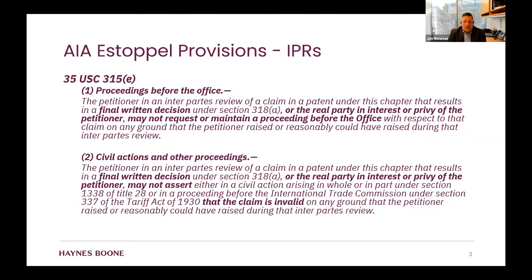And secondly, if the petitioner received a final written decision, that petitioner and its related entities may not maintain, i.e. continue, a previously filed proceeding. Sometimes you might have a situation where, let's say in January, a petitioner filed a petition, and then in June, the petitioner filed a second petition. Well, if the petitioner receives an adverse final written decision on that first petition, the petitioner will be estopped from maintaining the second filed petition. So if we go to the next slide, please, Angela.